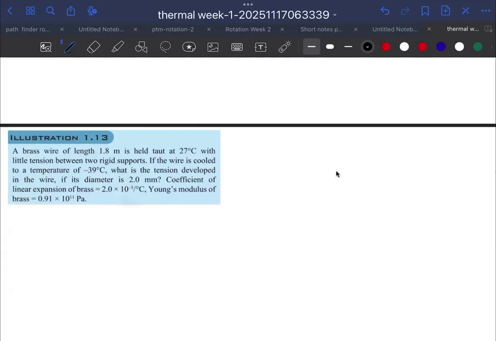So see, they were fixed to the two walls. Some tension is maintained. Not loose, some tension. 0.01 Newton is maintained, for example. Right. So therefore, stress is Y alpha delta T. Just directly substitute in this relation. You will get the proper answer.